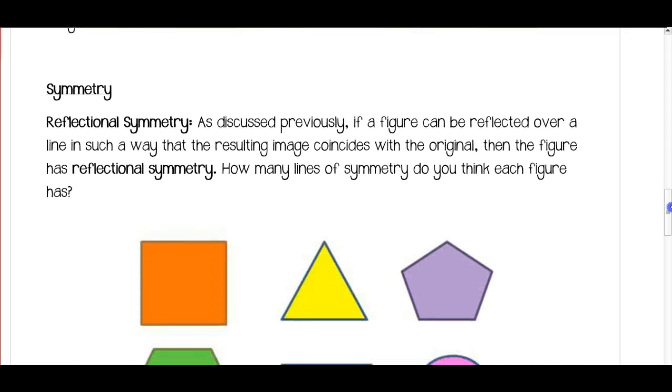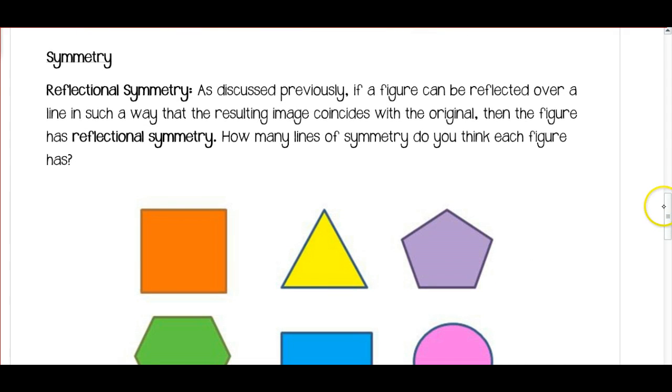Alright, so moving on to symmetry, a little bit more symmetry. We've got reflection symmetry. So we're going to talk about this with respect to individual figures. If a figure can be reflected over a line in such a way that the resulting image coincides with the original, then the figure has reflection symmetry. So we want to figure out how many lines of symmetry you think each figure has. And I'm going to do one of these for you and then let you go on and do the rest.